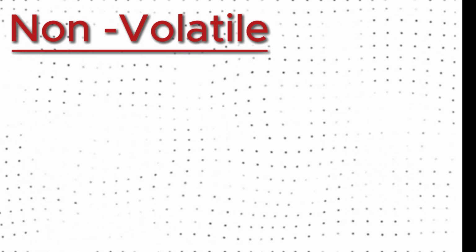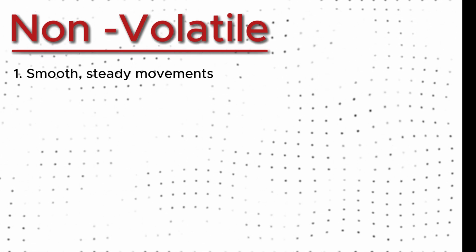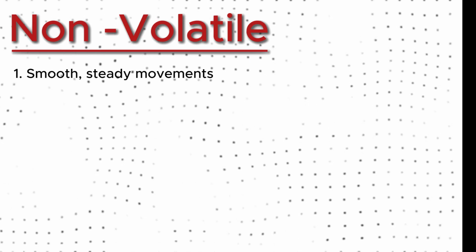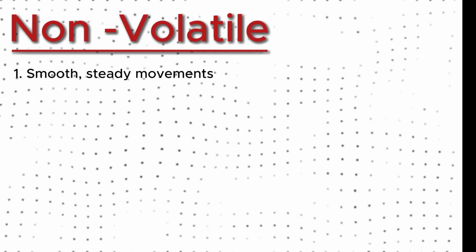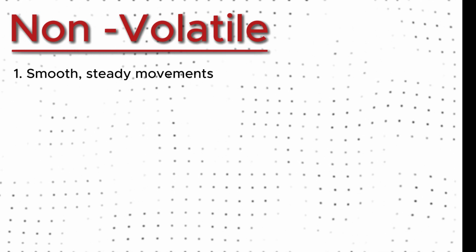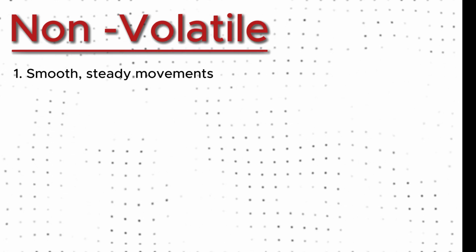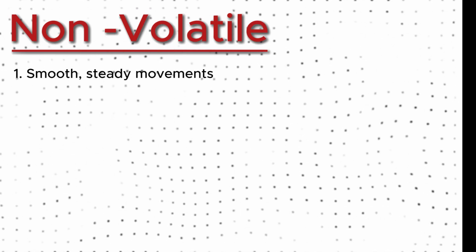Non-volatile trends, on the other hand, will tend to be very smooth. They are steady price movements, and sometimes you'd see smaller candles. It's basically a gradual trend, whether it's to the downside or to the upside.